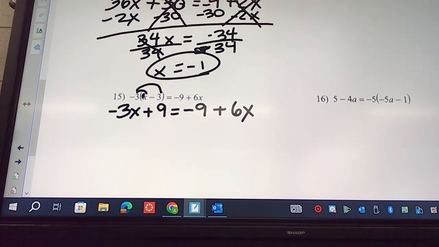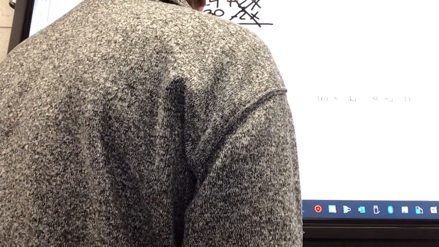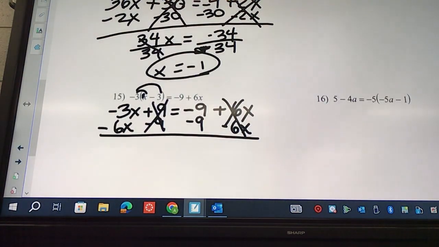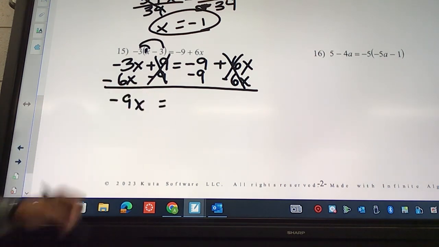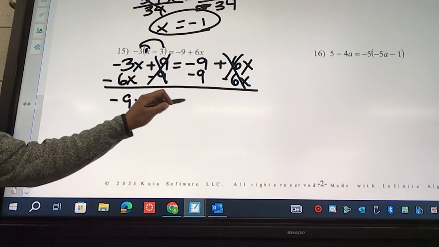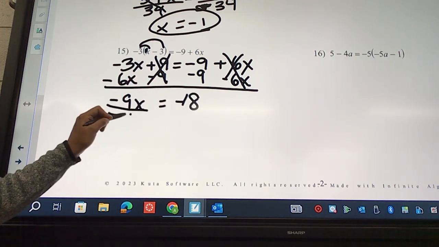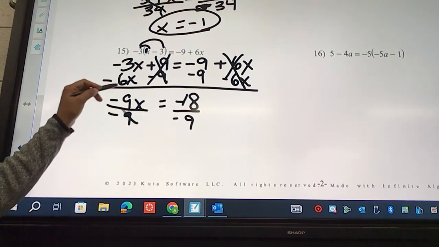Okay, do we need to combine stuff? No. Okay, so we can go ahead and start moving our stuff around. So we're going to move that 6x. And we're going to move this 9. Okay, negative 3 minus 6. 9? Oh, negative 9? Negative 9. Negative 9 minus 9. 0. Mm-mm. Negative 18. Negative 18.